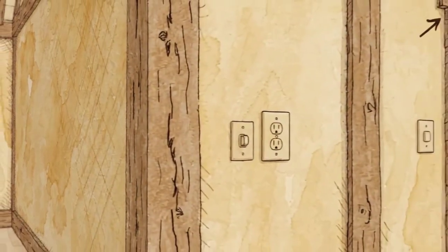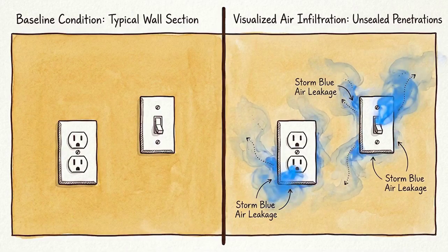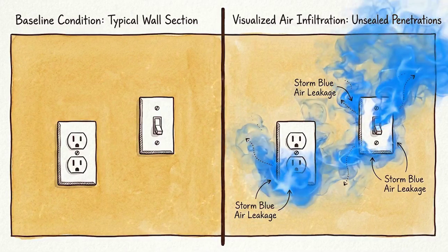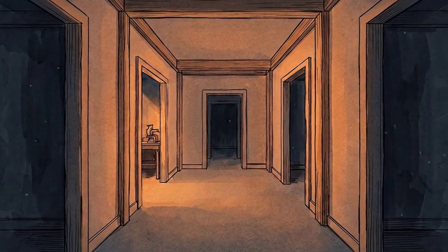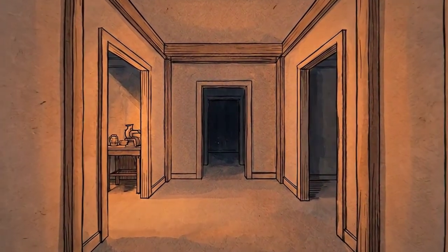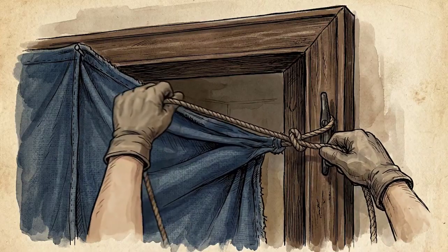A bedroom with 2 exterior walls and 3 outlets, plus 2 light switches on those walls, has 6 to 8 penetration points through the thermal envelope. A central room with no exterior walls has 0. The difference in infiltration rate between these 2 spaces is measurable.